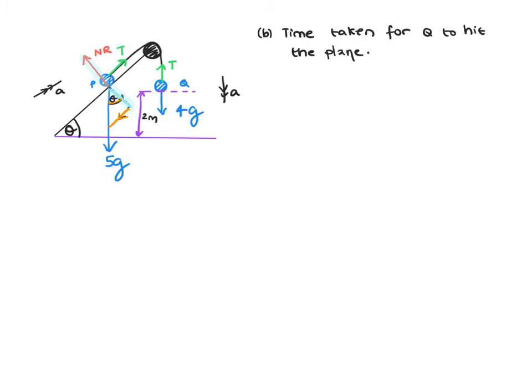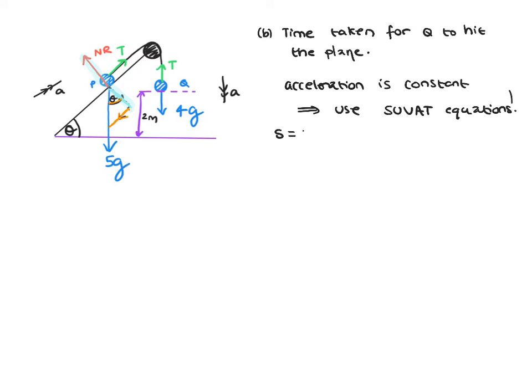Now, remember earlier we talked about how the string was inextensible, which means tension is constant throughout the string, which means resultant force is constant, which means acceleration is constant. Now, if acceleration is constant, this allows us to use the SUVAT equations, our equations of constant acceleration. So let's look at the motion of Q. We know it's travelling 2 meters until it hits the ground. We know its initial velocity is 0 because the system is released from rest.